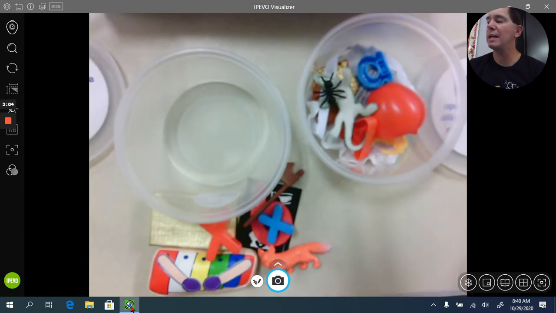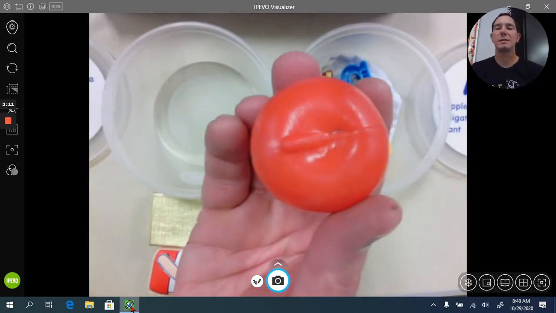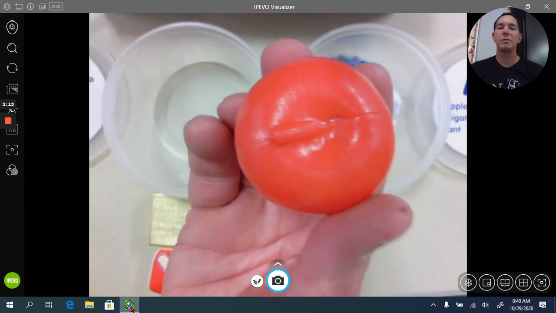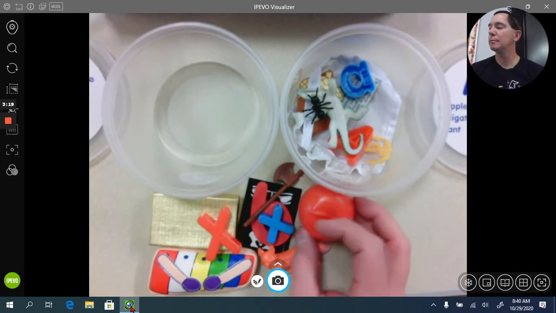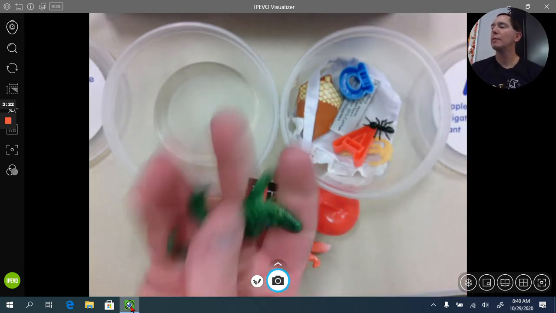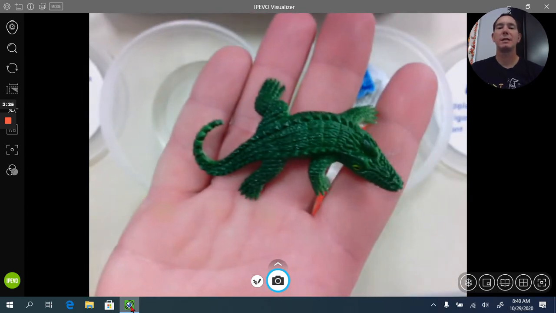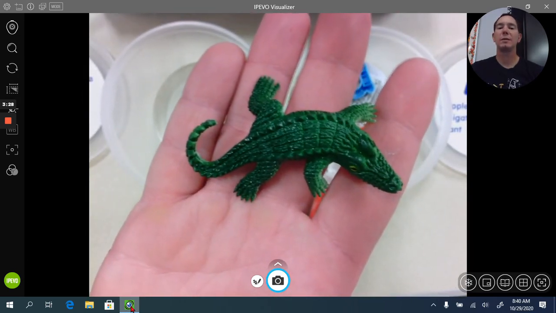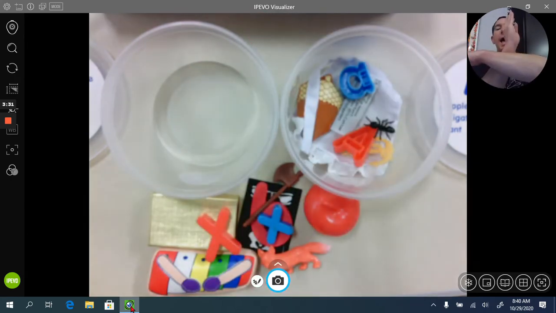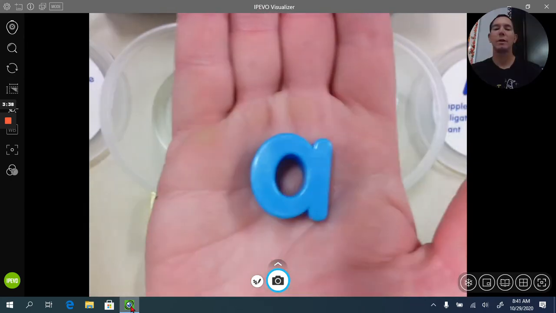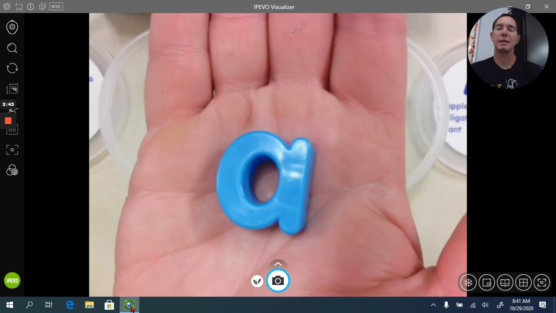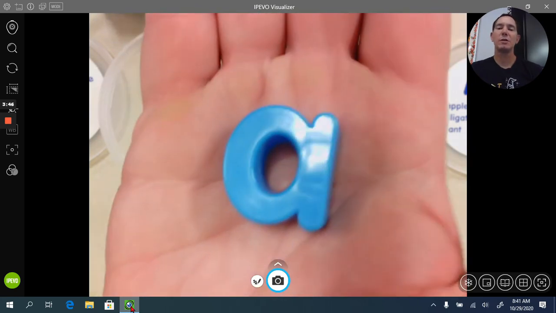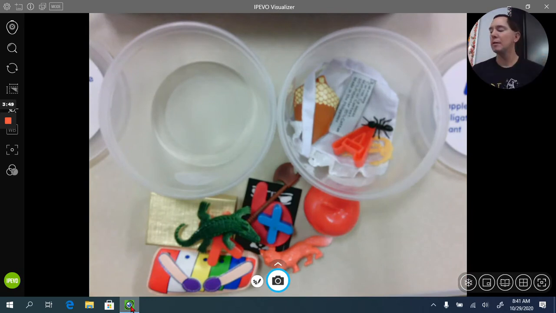Now let's open the letter A tub. What is this? It's an apple. What sound do you hear at the beginning of apple? What is this? It's an alligator. What sound do you hear at the beginning of alligator? What letter is this? A. Is this an uppercase A or a lowercase a? It's a lowercase a. What sound does short a make? What sound does long a make? A.